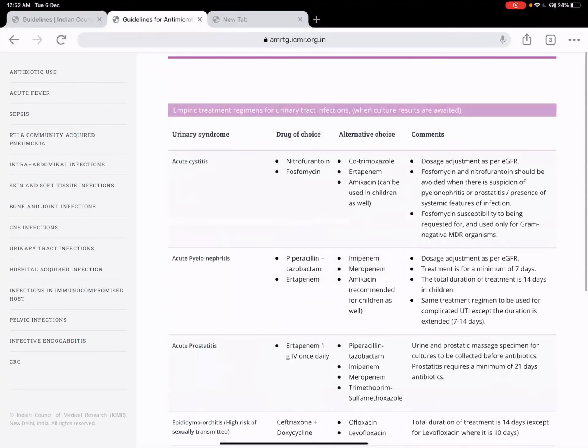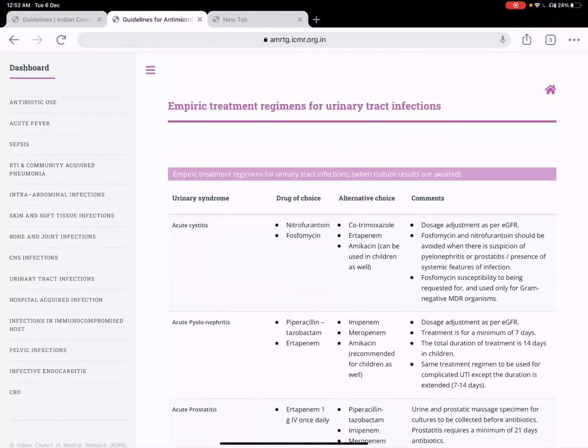Prostatitis, I'll skip for now. You understood this, no? Cystitis: nitrofurantoin, fosfomycin, Septran, amikacin, fluoroquinolones. This is the choice. Pyelonephritis, Piptaz is the choice. If it is not working, go to meropenem.